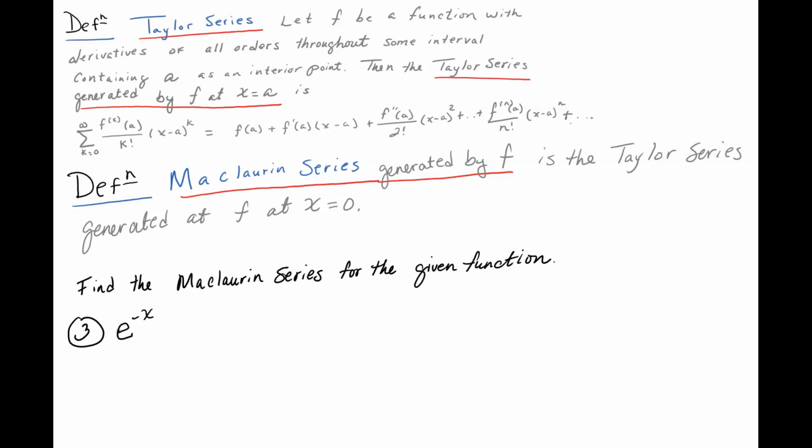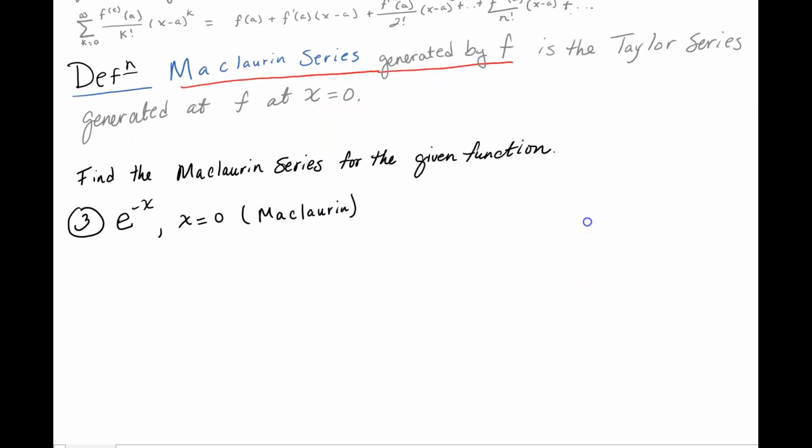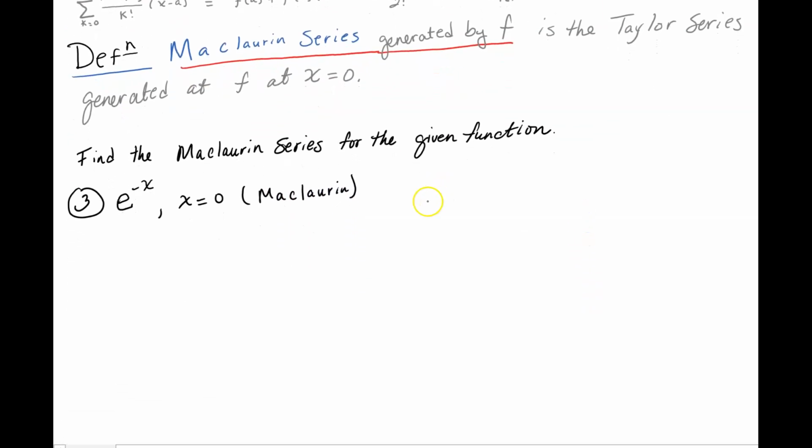The series that we'll generate, in this case for our example, is for e to the minus x about x equals 0. So we're going to write that in here. I'm going to write x equals 0. This is what makes it Maclaurin. So what we have to do here is first find a couple of derivatives. Let's just say we'll take 3 orders of derivatives.